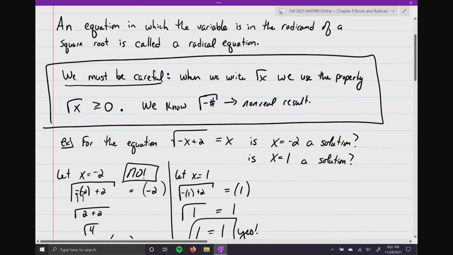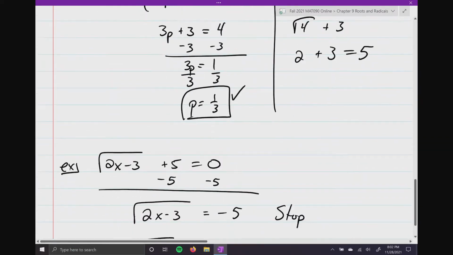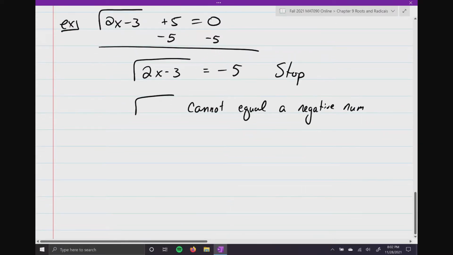Okay? So that's what happened here with our problem. This square root of 2x minus 3 cannot equal a negative number. So you just stop, and you just say, non-negative result, or can't do the problem. I'm sure WebAssign has something in there. I think they want you to type in no solution. So you have to be careful with that.